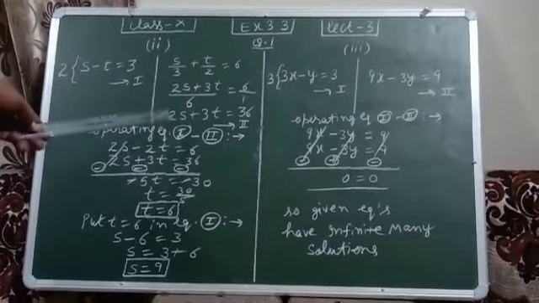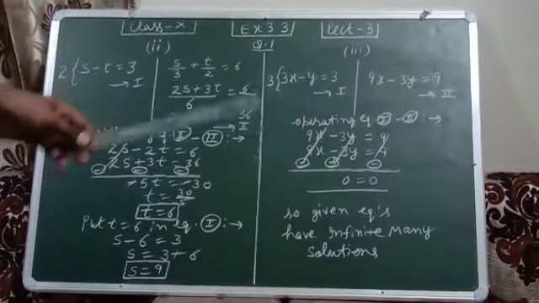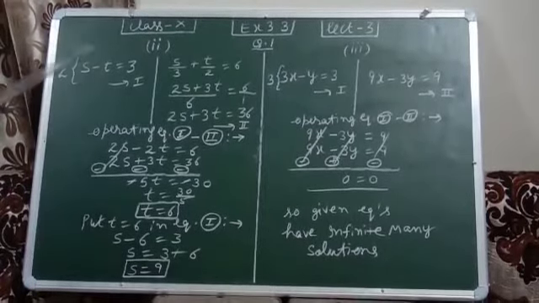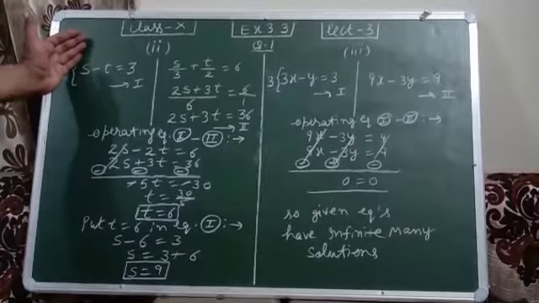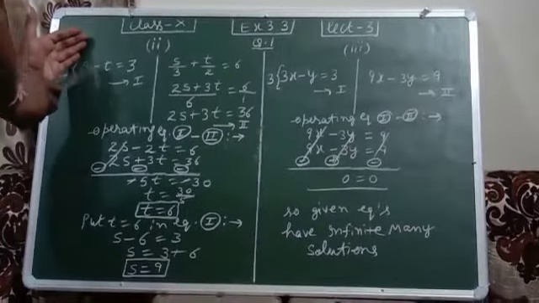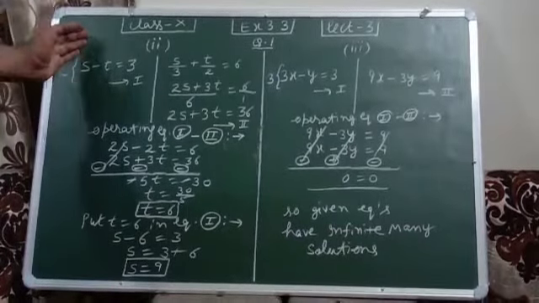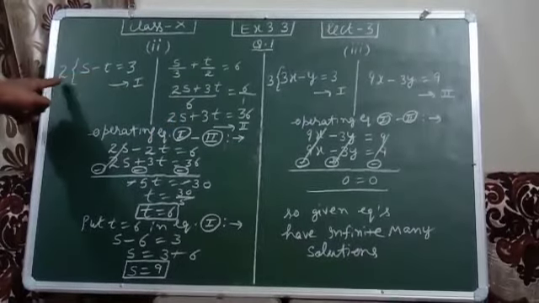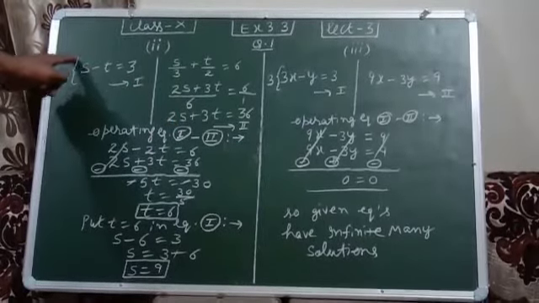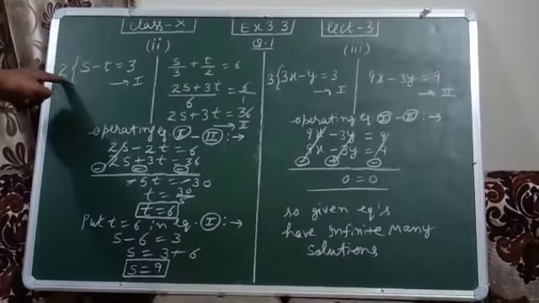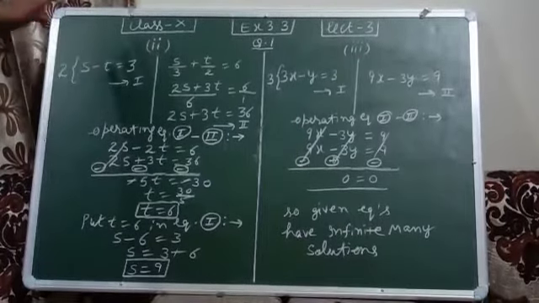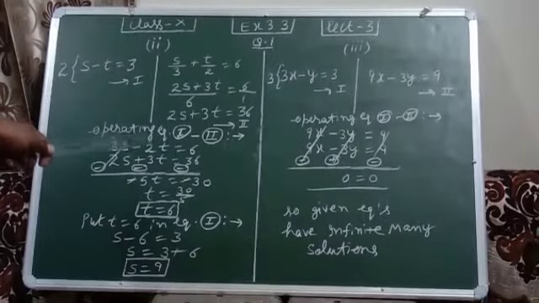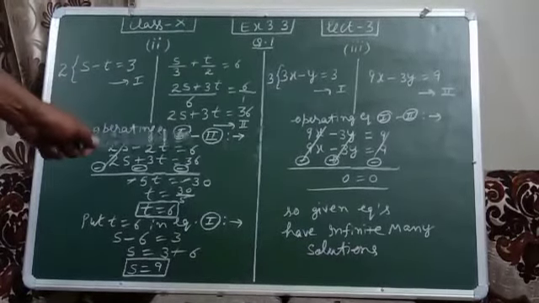Now we will make the coefficient of the first variable the same. Here the coefficient of S is 2, here the coefficient of S is 1. It is not written in the question. So for making the coefficient of S the same, we will multiply this equation by 2. I will apply this bracket and 2, it means we multiply the complete equation by 2. So 2 into S, 2S, 2 into T, 2T, 2 into 3, 6.